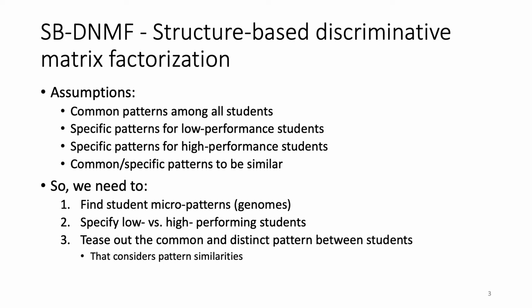The assumptions are there are common patterns among all students. There are specific patterns for low and high performance students. Common patterns are similar to each other and specific patterns are similar to each other too. So we need to find student micropatterns, specify low versus high performance students, and tease out the common and distinct patterns between students that considers pattern similarities. I will walk through these steps in my presentation today.